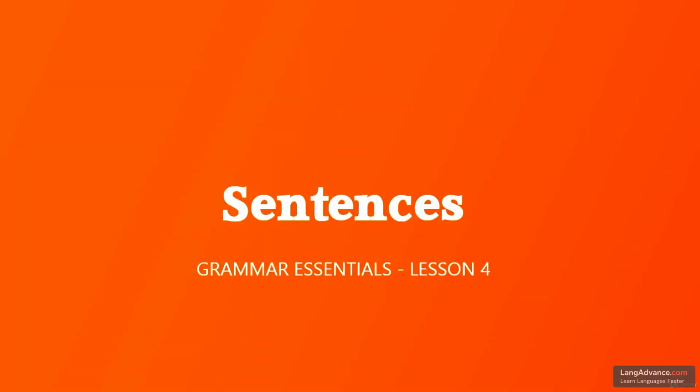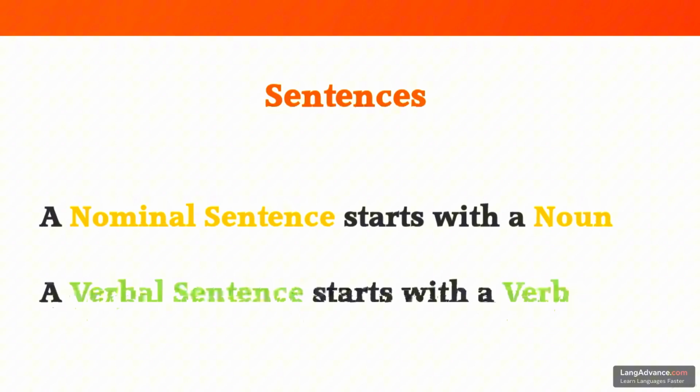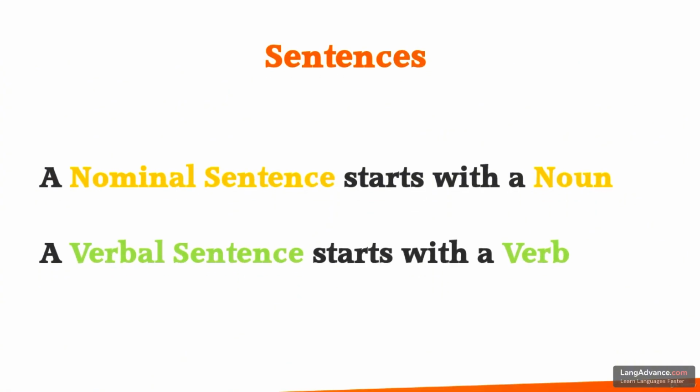Sentences, lesson 4. In Arabic, there are two types of sentences. One is called the nominal sentence, and the other is the verbal sentence. A nominal sentence will start with a noun, while a verbal sentence will start with a verb.